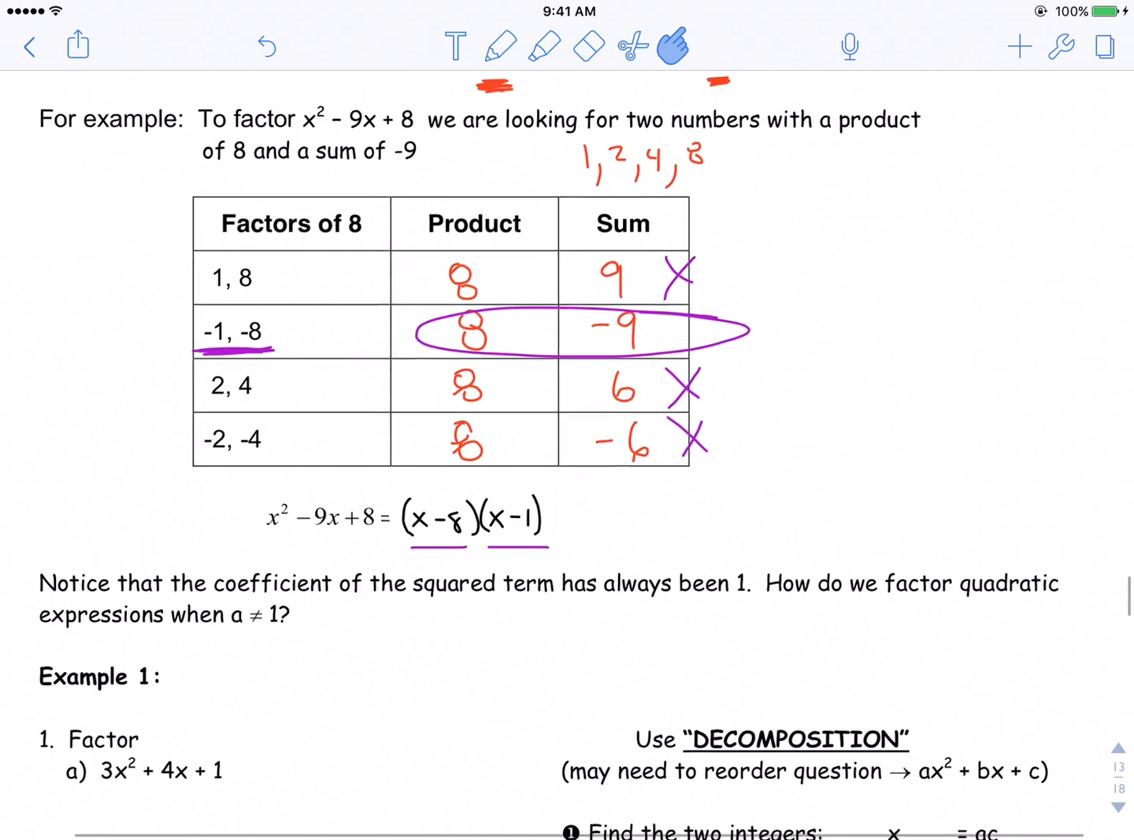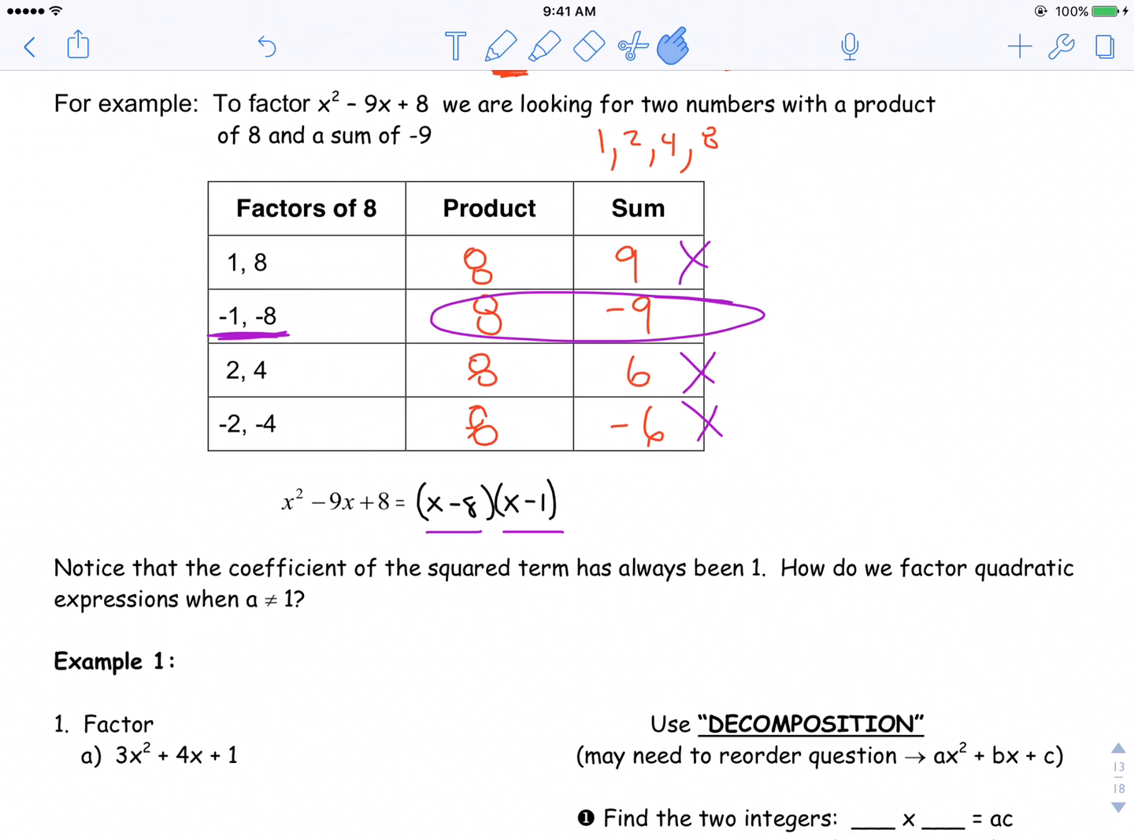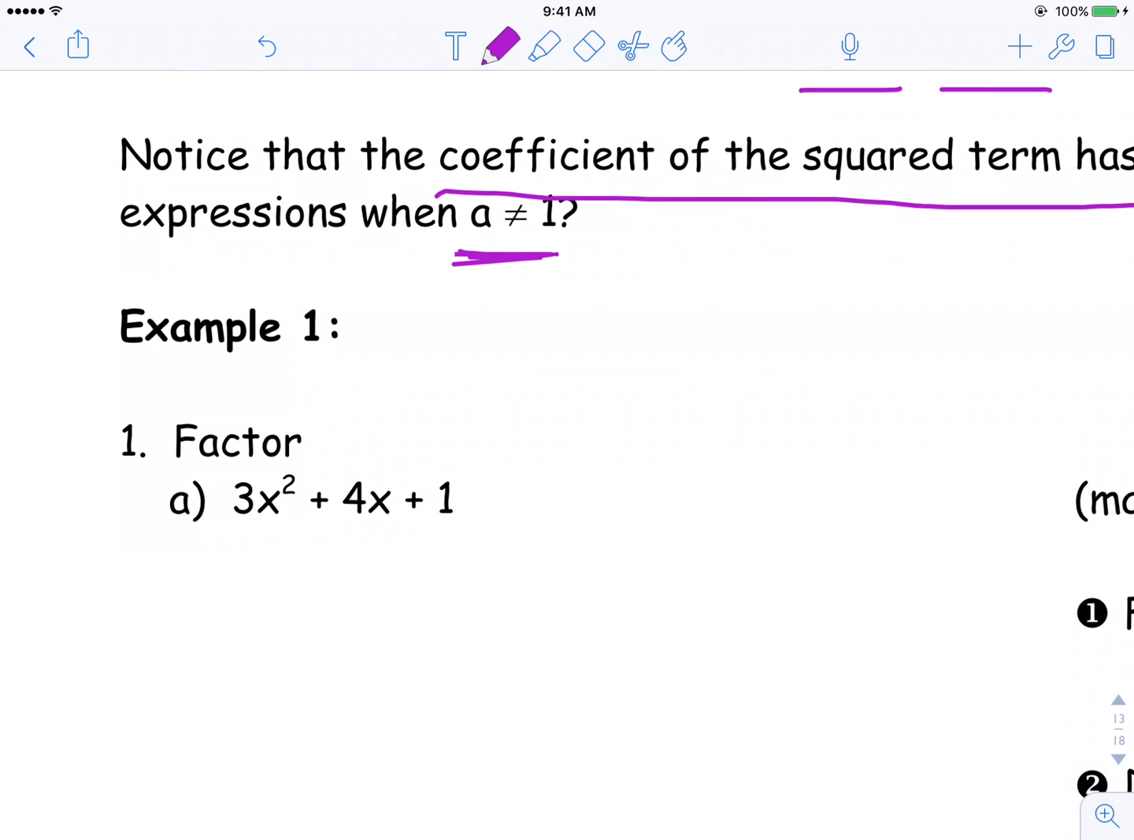Things change though when we have a value in front of that x squared term. It says notice that the coefficient of the squared term has always been 1. So up till now that's all we've been doing. Well, what happens if a is not equal to 1? What happens if that value in front of that x squared term is not just a 1? So in this case, 3x squared plus 4x plus 1, you can see that this obviously is not a 1, it's a 3. Well, what do we do in this instance? Or with questions like this?